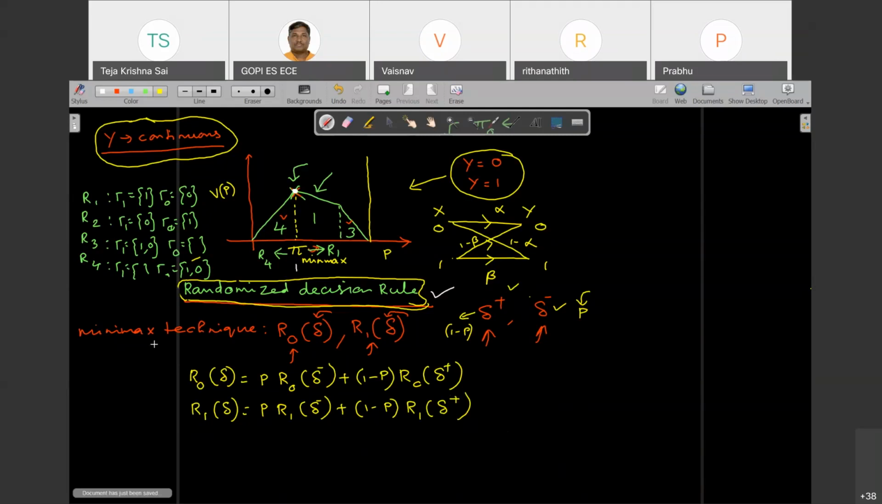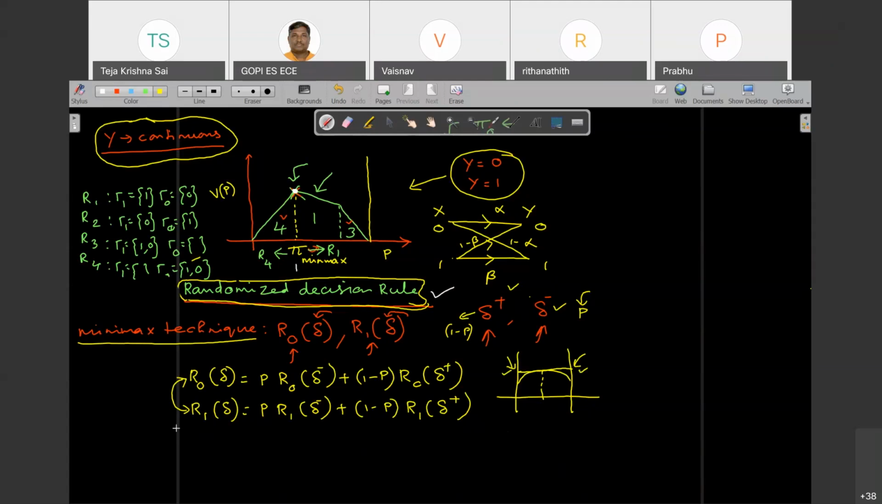As far as this minimax technique is considered, these two conditional costs are supposed to be equal. That is what we discussed. Just recollect the previous slide: we had a base cost and we had this line, and these two are the conditional costs. We have to choose this prior probability such that these two conditional costs are equal. That is the location we are supposed to freeze.